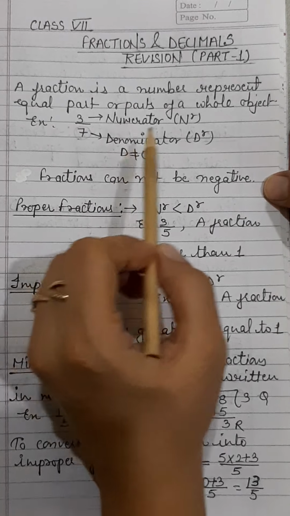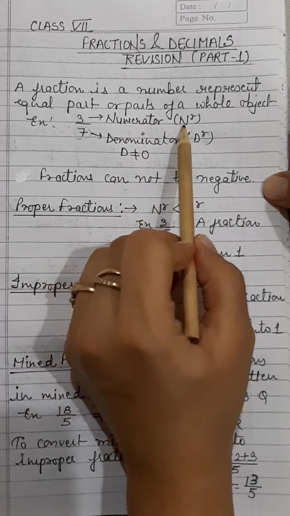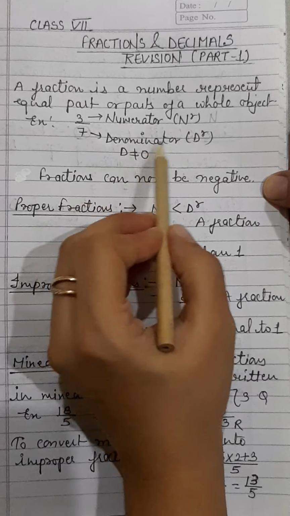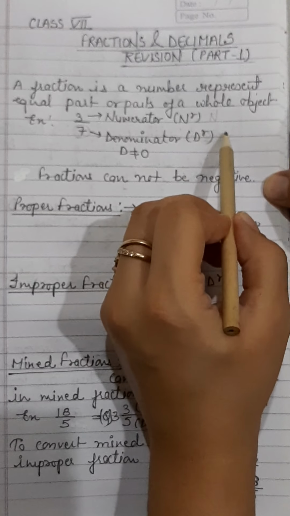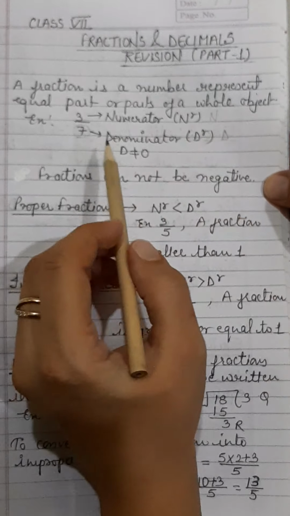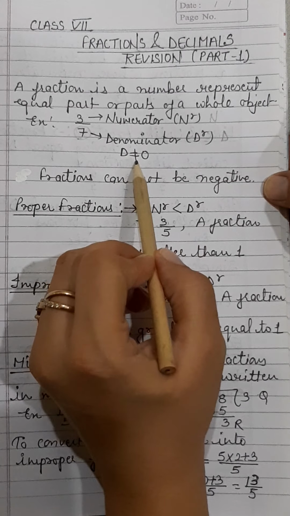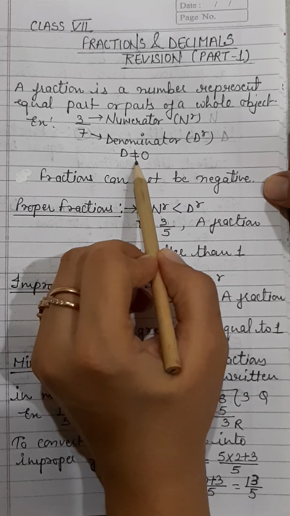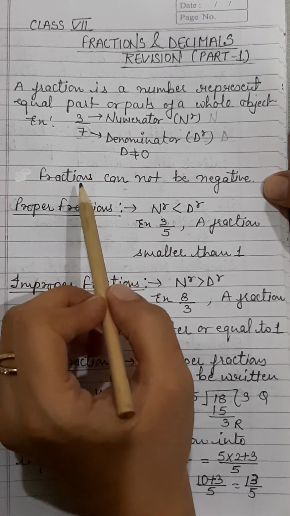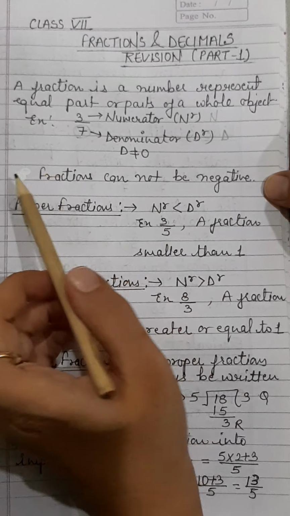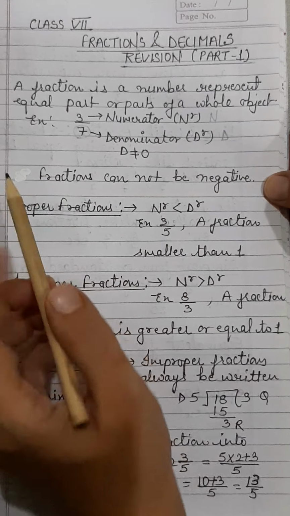And here you can write numerator short form as NR or only N, and denominator short form as DR or only D. Clear? Denominator should not be equal to 0. Clear? And fractions cannot be negative. Fractions are always positive. Clear?